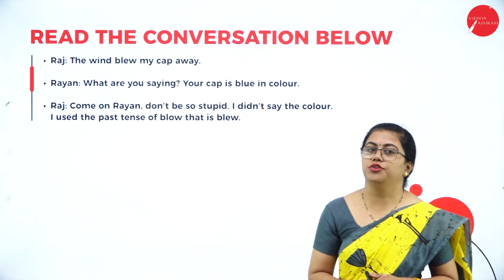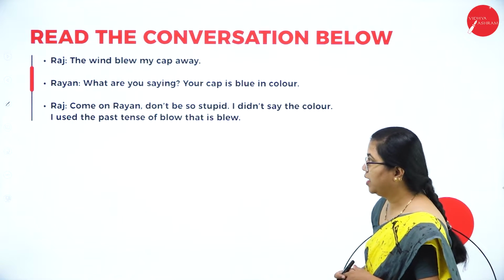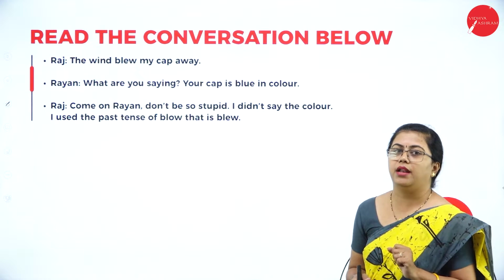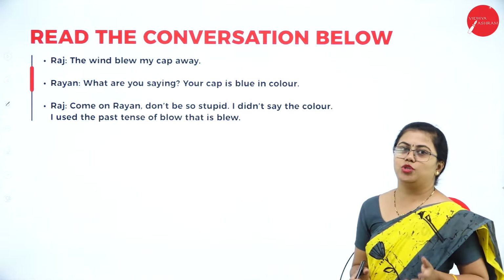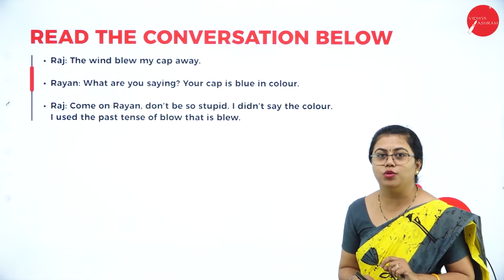So here is a conversation for you to read. Raj, the wind blew my cap away. Asks this Ryan. What are you saying? Your cap is blue in color. Come on, Ryan, don't be so stupid. I didn't say the color. I used the past tense of blow, that is blew.